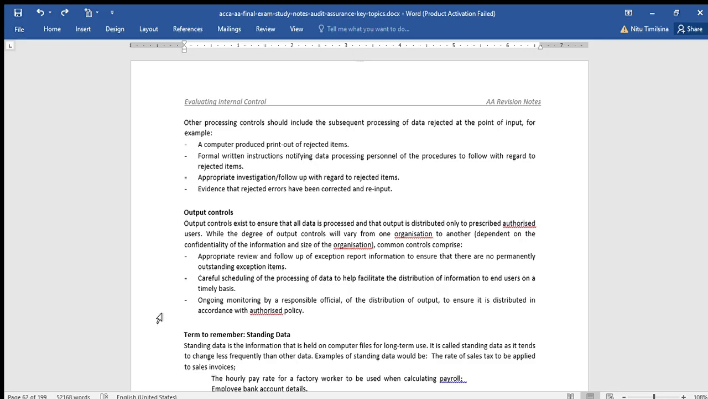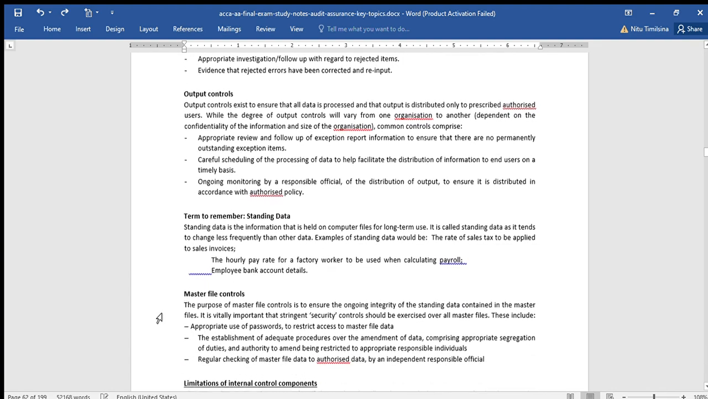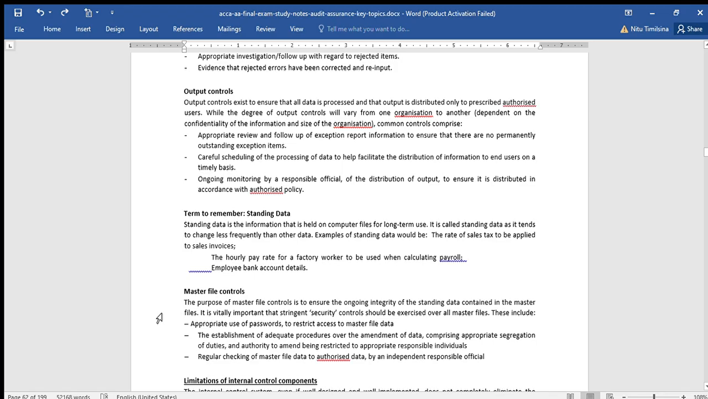Output control. Output control exists to ensure that all data is processed and that the output is distributed only to prescribed authorized users. While the degree of output control will vary from one organization to another, dependent on the confidentiality of the information and the size of the organization, common controls comprise the following.